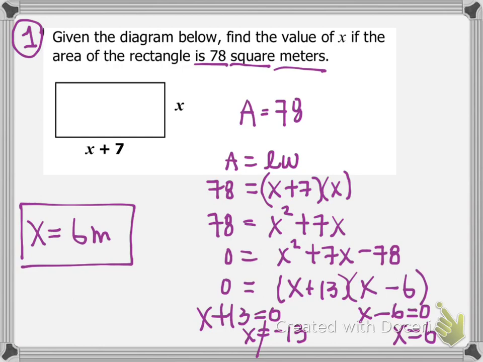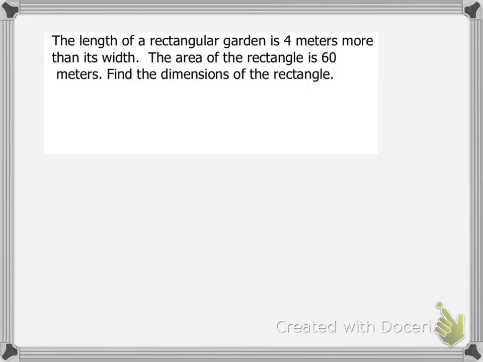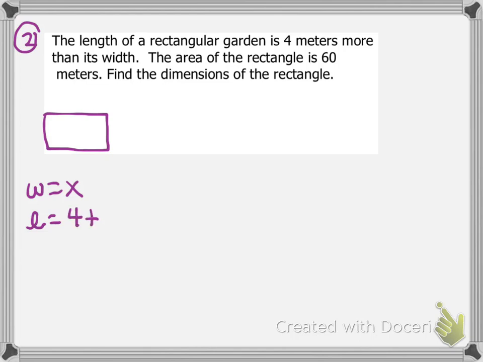Okay, so let's do another one. Let's do this one where we're going to have to find our equation. The length of a rectangle garden is 4 meters more than its width. So I don't know anything about its width, so my width is going to be x. My length is 4 meters more than the width, so it's going to be 4 plus x. And the area total is going to be 60 square meters. Should be square meters.